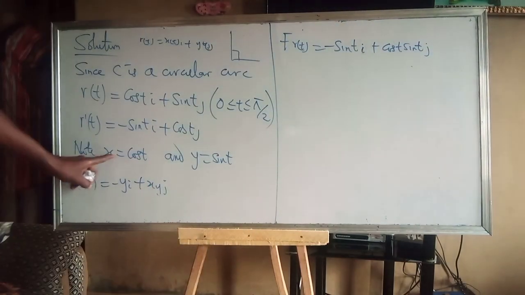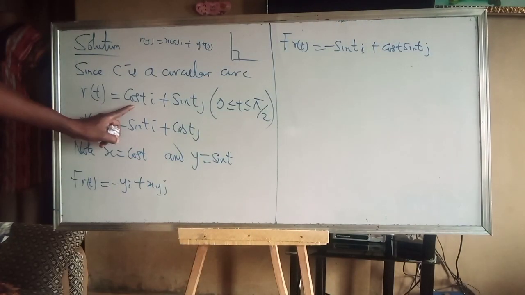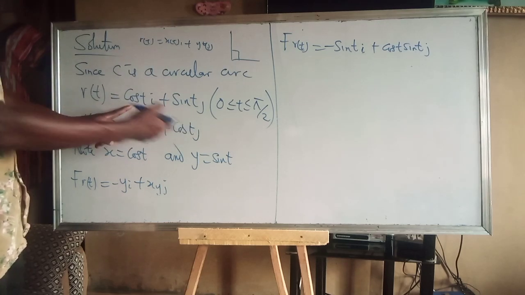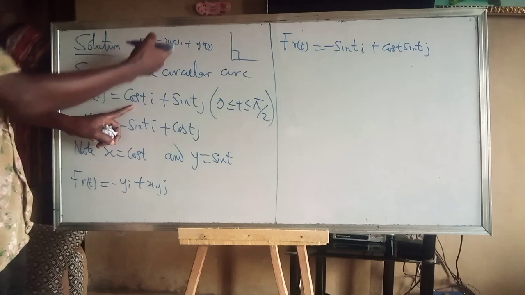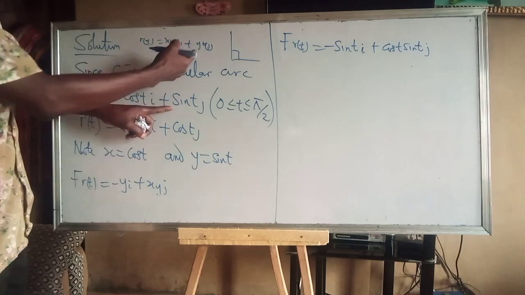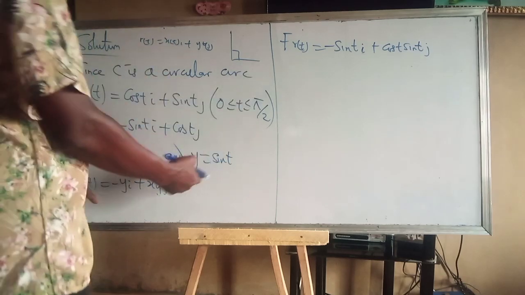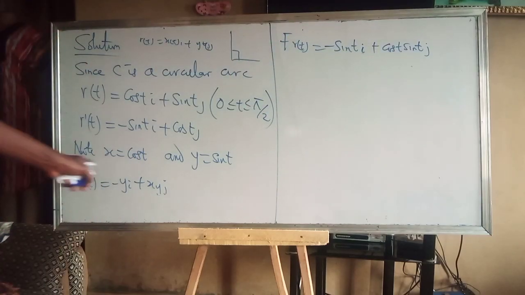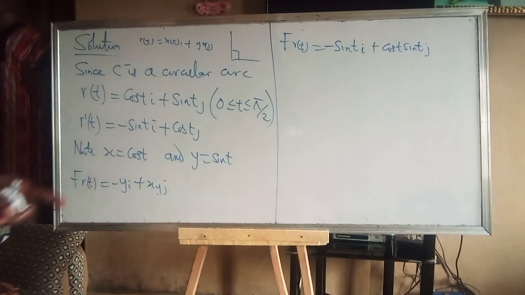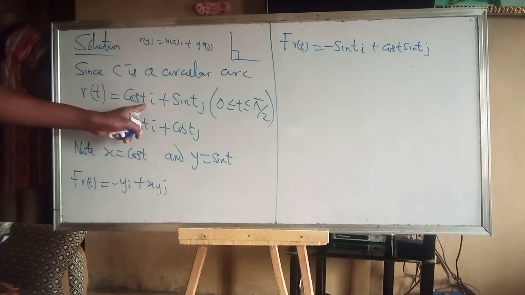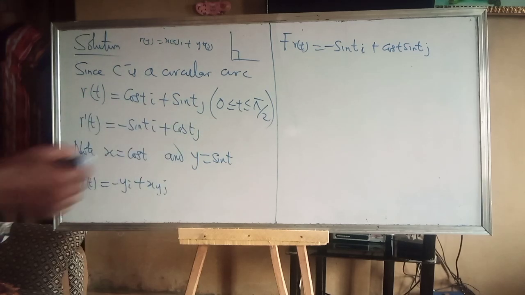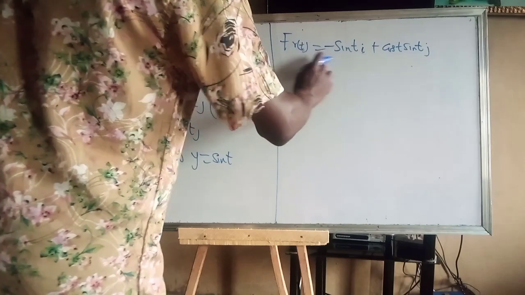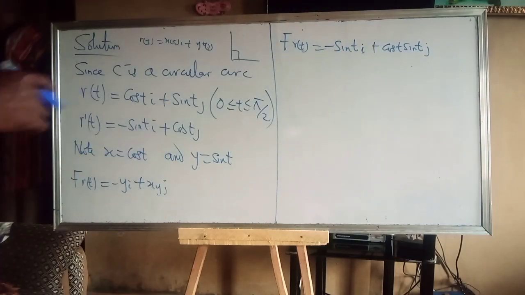Generally, x of t is cos t and y of t is sin t, so we can't write i twice. It would be a mistake to repeat i again, because this is the general representation, but with respect to the coordinates i and j, that's why we have this here. So now we have gotten the equivalent of f of r of t.